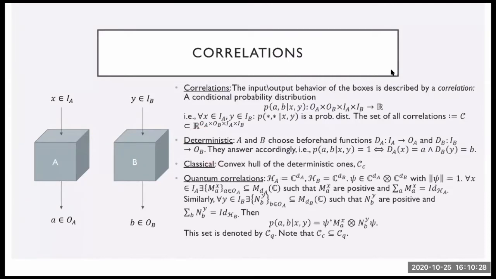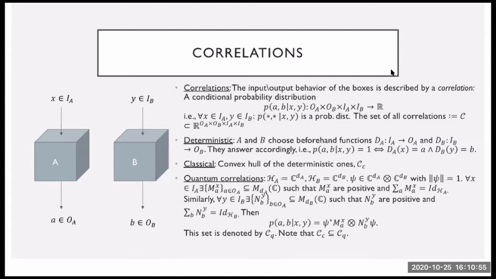And the classical correlations, where the name classical comes from the fact that these are the correlations that are possible if you think that the world is governed by classical mechanics. These are just the convex hull of the deterministic ones. And we denote this set, the classical correlations, by curly C subscript C.